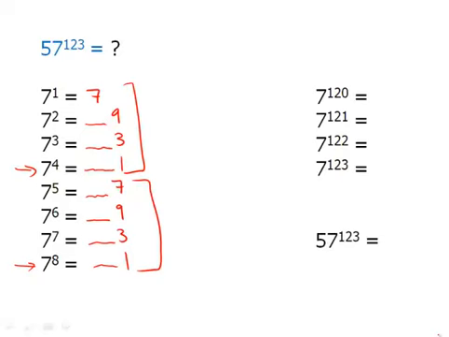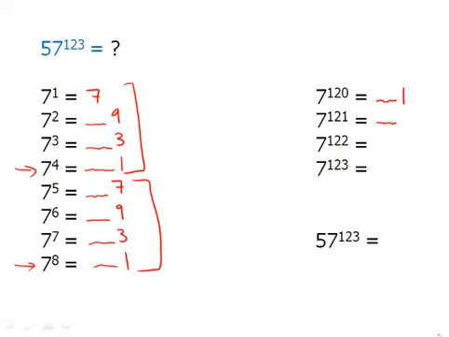So 7 to the 4th has a unit digit of 1. 7 to the 8th has a unit digit of 1. 7 to the 12th, the 16th, the 20th, the 40th, the 80th, all of those would have unit digits of 1. That tells us how to extend the pattern, because 120 is a multiple of 4. So that means 120 will have a unit digit of 1, just like all the other multiples of 4. And then we just continue the pattern from there.